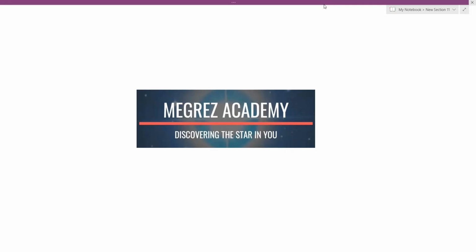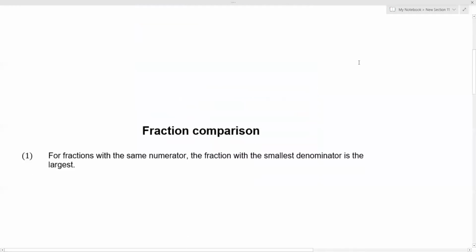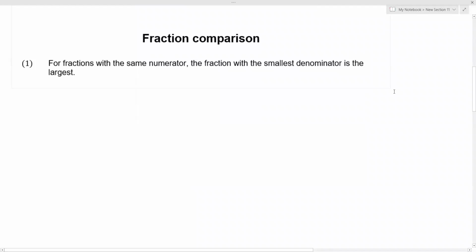In this video, we are going to compare fractions. For fraction comparison, the first scenario that you may encounter is that the two fractions have the same numerators. In this case, the fraction with the smallest denominator is the largest, and we can write it as a over b is greater than a over d if b is smaller than d.